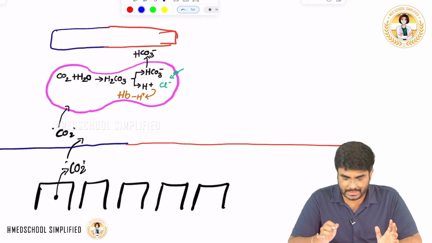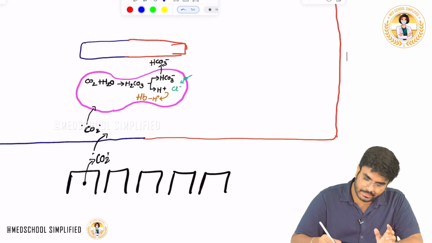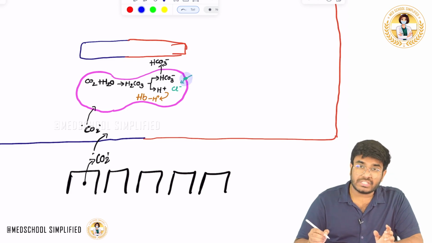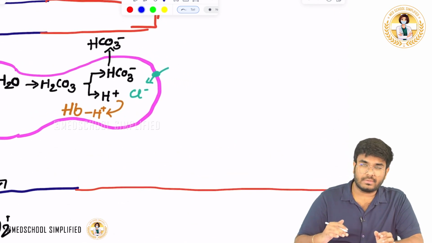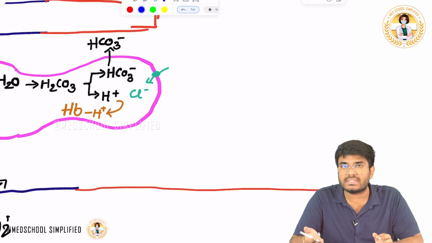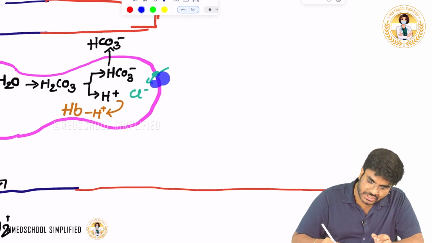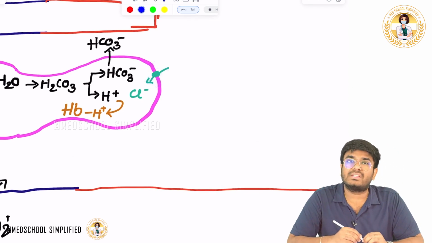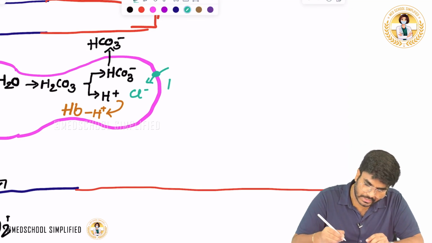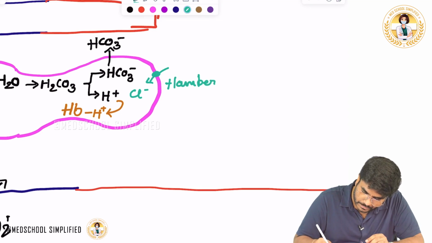Okay, done. Now, this shift, chloride is coming into the cell. Bicarbonates are going out of the cell, chloride is coming into the cell. This shift is called the chloride shift, also called Hamburger's phenomenon.